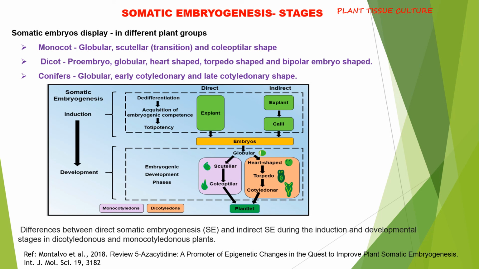The figure below shows the difference between direct and indirect somatic embryogenesis in both the dicots as well as the monocots.